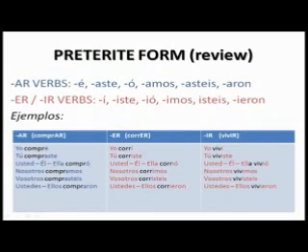AR, comprar. Yo compré. Tú compraste. Usted, él, ella compró. Nosotros compramos. Vosotros comprasteis. Ustedes, ellos compraron. ER, correr. Yo corrí. Tú corriste. Usted, él, ella corrió. Nosotros corrimos. Vosotros corristeis. Ustedes, ellos corrieron. IR, vivir. Yo viví. Tú viviste.